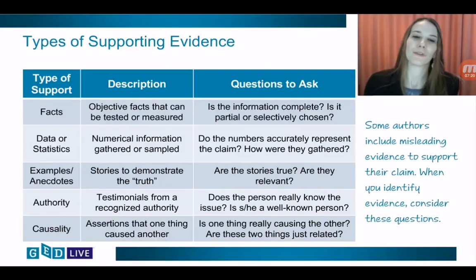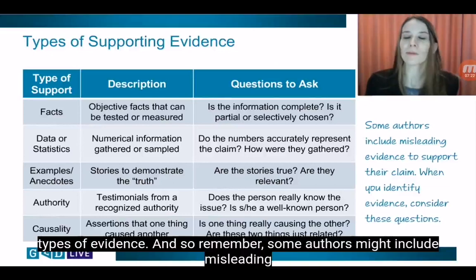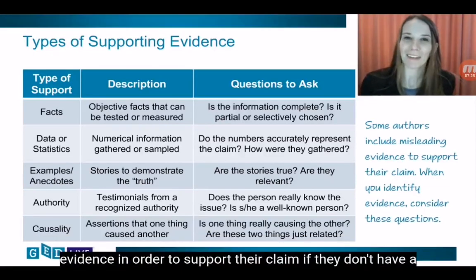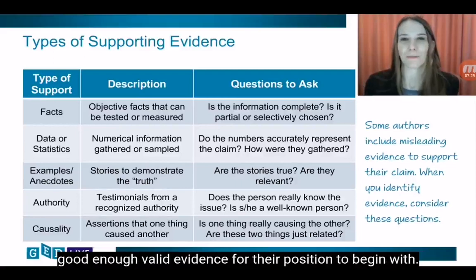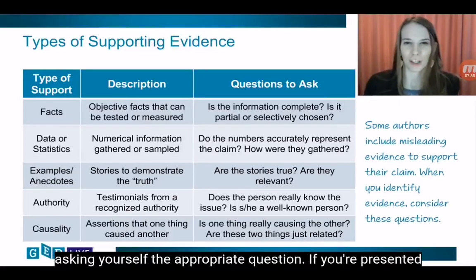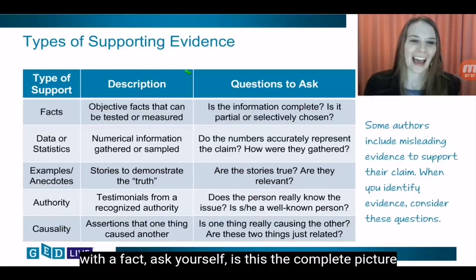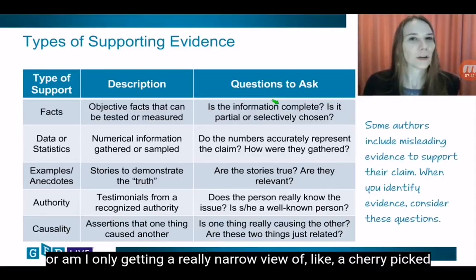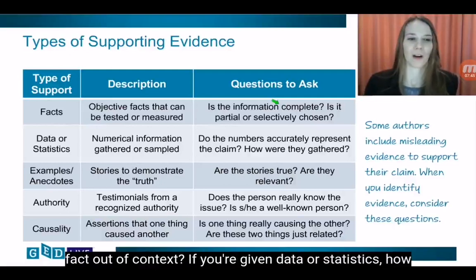Now, here are some of those different types of evidence. And so remember, some authors might include misleading evidence in order to support their claim if they don't have good enough valid evidence for their position to begin with. So anytime you see these types of evidence, make sure you're asking yourself the appropriate question. If you're presented with a fact, ask yourself, is this the complete picture? Or am I only getting a really narrow view of a cherry-picked fact out of context?